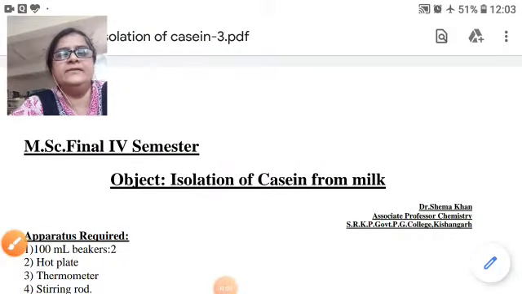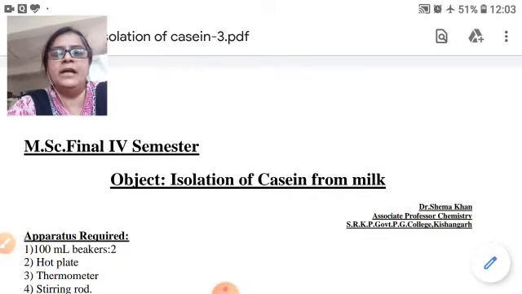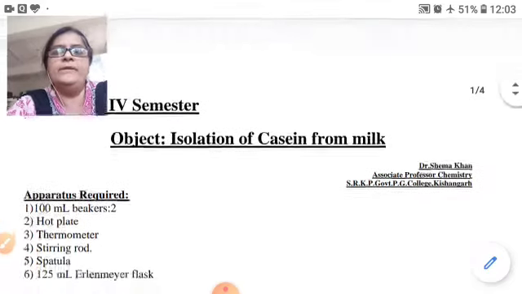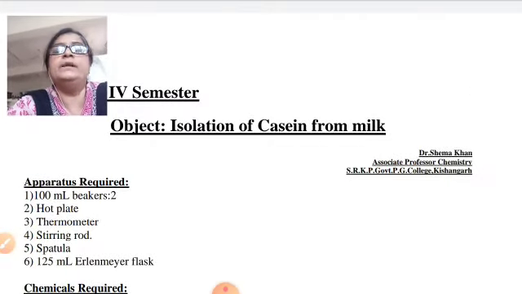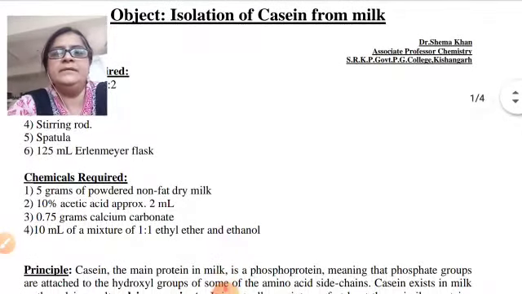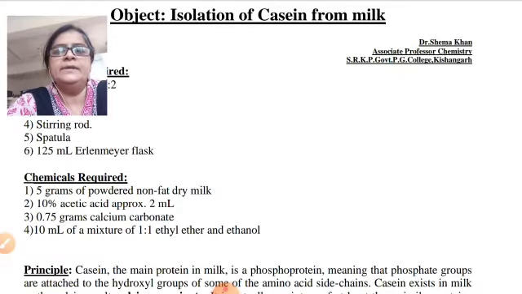Isolation of casein from milk. Apparatus required: 100 ml beakers, 2 hot plate, thermometer, stirring rod, spatula, 125 ml Erlenmeyer flask. The chemicals required are 5 grams of powdered non-fat dry milk, 10% acetic acid approximately 2 ml, 0.75 grams calcium carbonate, 10 ml of a mixture of 1:1 ethyl ether and ethanol.